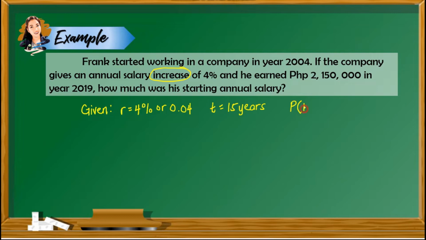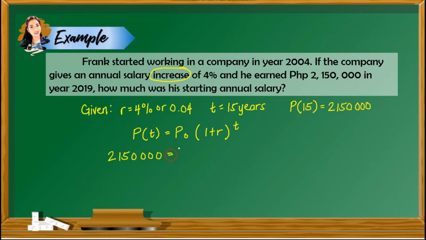And then we have the amount after 15 years of 2,150,000. So that gives us the P of 15. So following the formula, we have P of t is equal to P sub 0 times 1 plus r raised to the power of t. Substituting the given values, we have 2,150,000 for the value of P of t, which is P of 15, equals P sub 0, which is the unknown since we're talking about the starting annual salary, times 1 plus the rate, which is 0.04, raised to the value of t, which is 15.